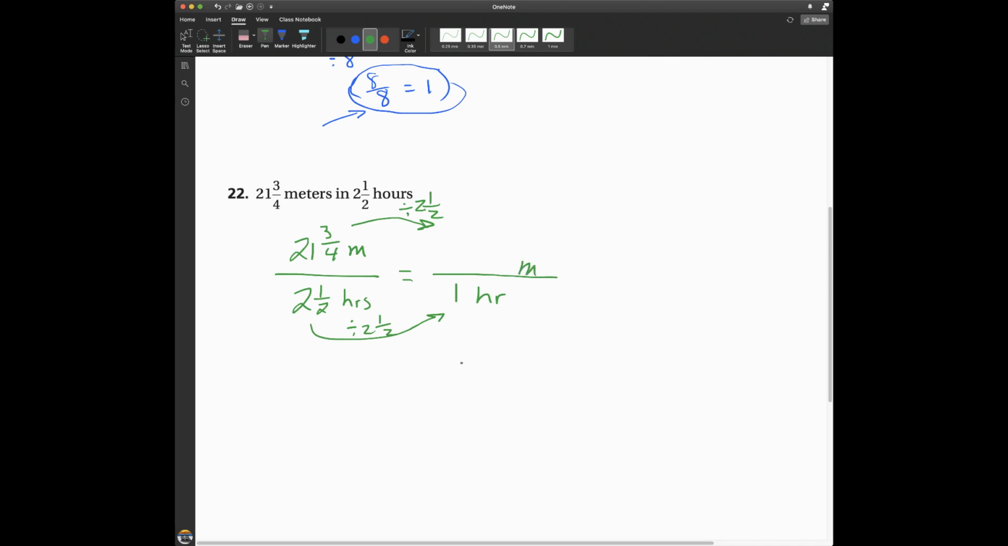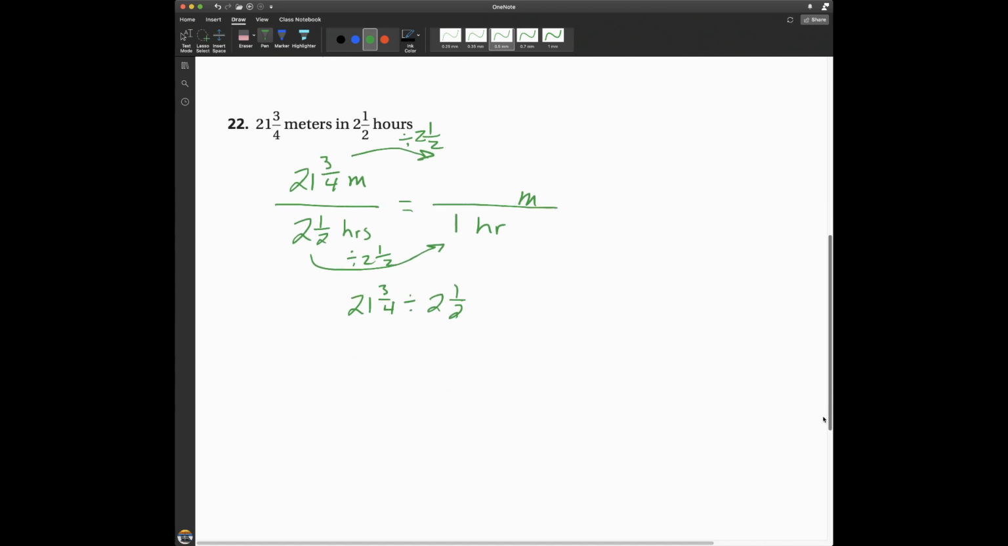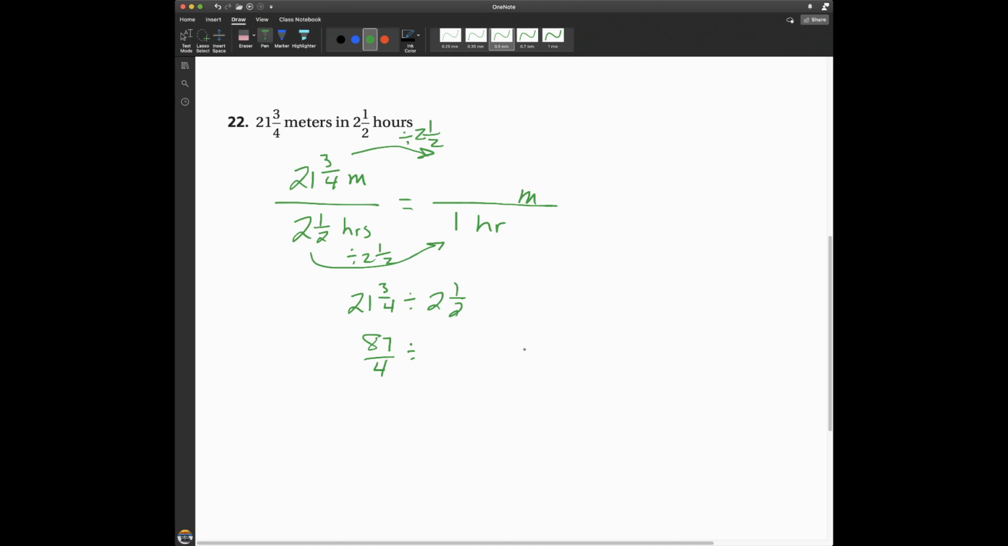All right, and so to get the numerator, I got to do a little bit of work. I know my units are going to be meters. Let me take 21 3/4 and divide it by 2.5. If you have a calculator, it's pretty easy to do this. I don't have one handy, so I'm going to do this kind of the long way, which means I need to turn these mixed numbers into improper fractions. So 21 times 4 is 84. 84 plus 3 is 87 over 4. And then 2.5, 2 times 2 is 4 plus 1 is 5. I get 5 halves.